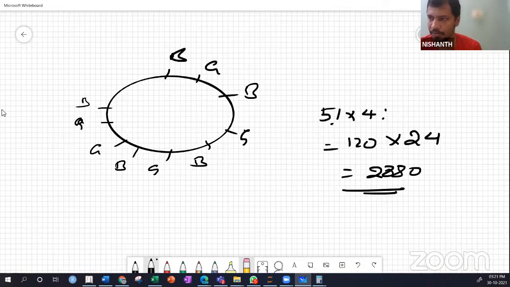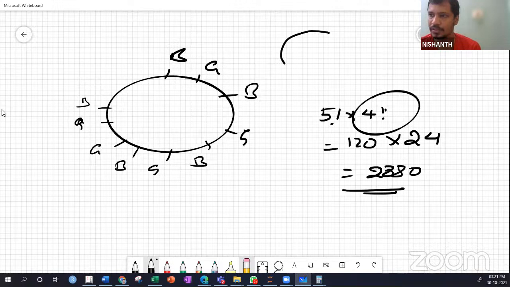So what made you do this? 5 factorial into 4 factorial. 5 boys are there, and 5 girls are there. So why did you decrease this by 1? Sir, first we'll arrange 5 girls in 5 different places, and then we have 5 places in that circular permutation.